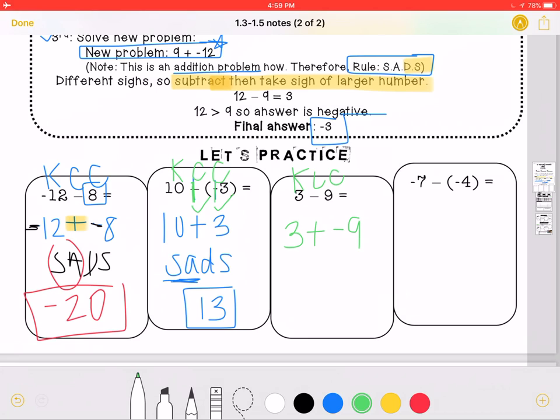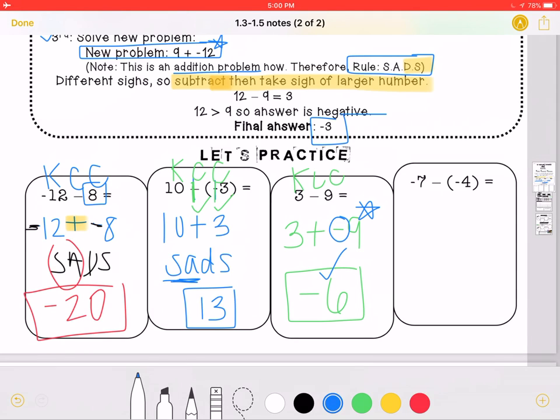Hopefully you got negative 6. If you did, you are correct. They have different signs. You should have subtracted them. So 9 minus 3 is 6. And then take the sign of the larger number. 9 is larger, so my answer is negative.